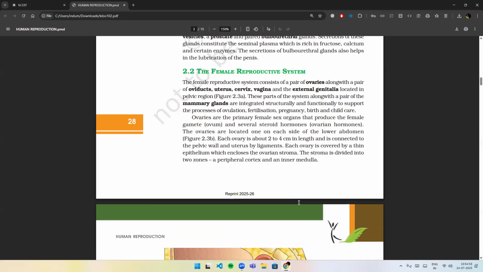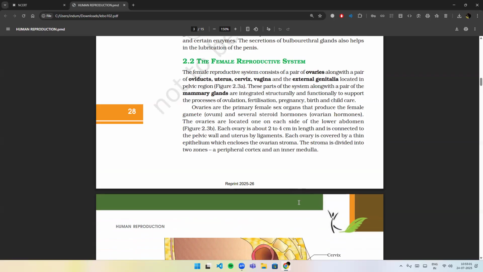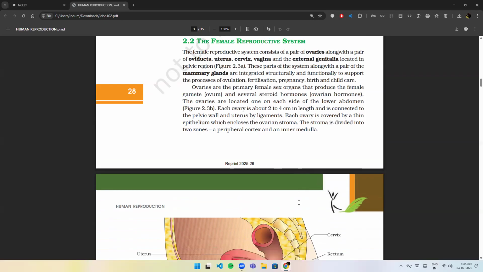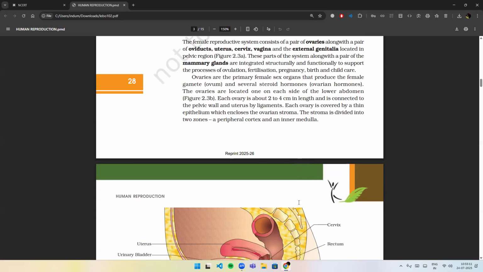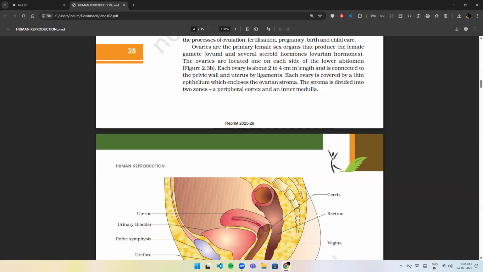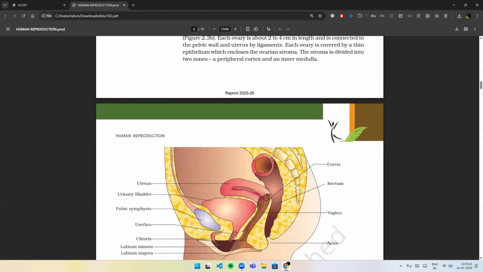Ovaries are the primary female sex organs that produce female gamete, ovum, and several steroid hormones, ovarian hormones. The ovaries are located one on each side of the lower abdomen. Each ovary is about 2 to 4 centimeter in length and is connected to the pelvic wall and uterus by ligaments. Each ovary is covered by a thin epithelium which encloses the ovarian stroma. The stroma is divided into two zones, a peripheral cortex and an inner medulla.